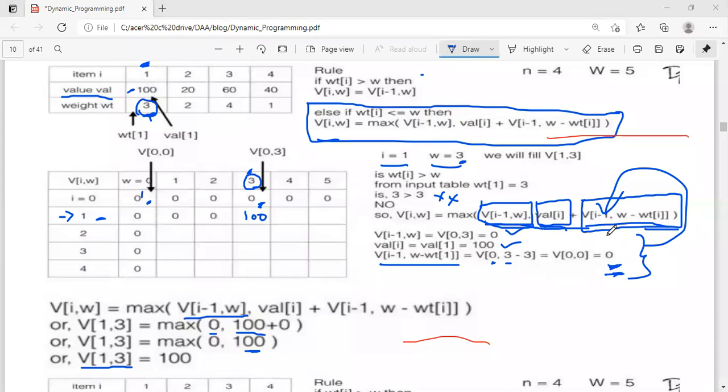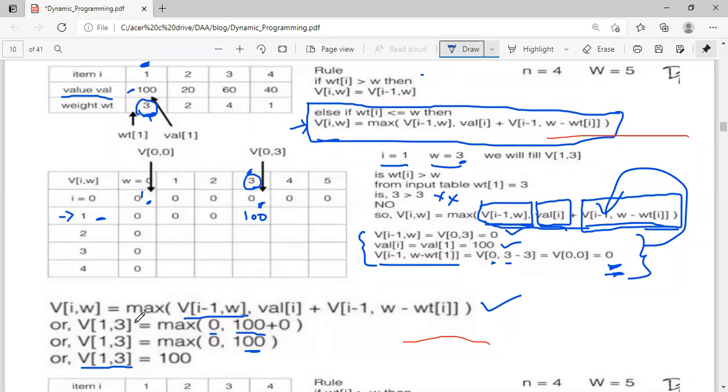Okay, 0 comma 0 is equal to 0. Okay, next. After getting these values, we need to substitute them in the formula. We need to find the maximum. In this formula, we need to add all these values, whatever you got just now.